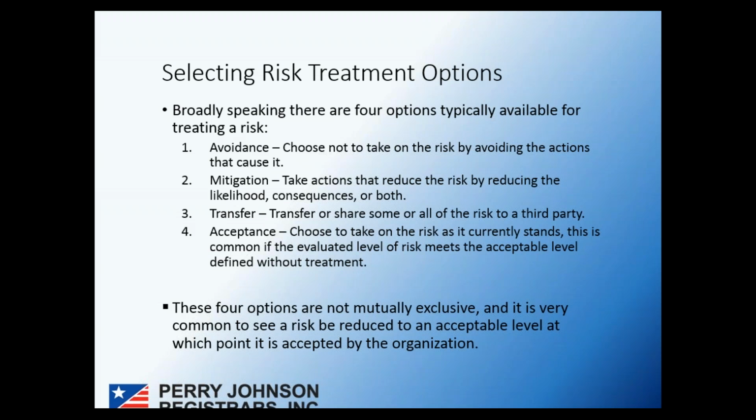All right, selecting risk treatment options. Broadly speaking, there are typically four options available for treating a risk. Those are avoidance, which is to choose not to take on the risk by avoiding the actions that cause it. Mitigation, which is to take actions that reduce the risk by reducing the likelihood, the consequence, or both. Transfer, which is to share some or all of the risk with a third party. Or accept the risk, which is to choose to take on the risk as it currently stands. This is common if the evaluated level of risk meets or falls beneath the acceptable level defined without treatment.